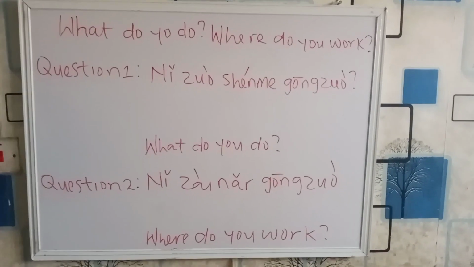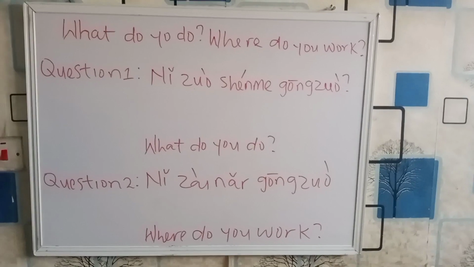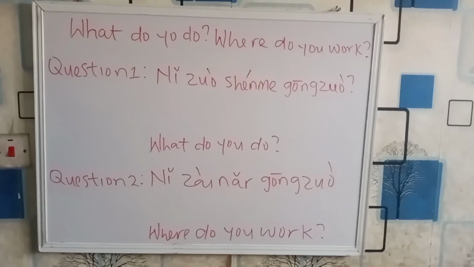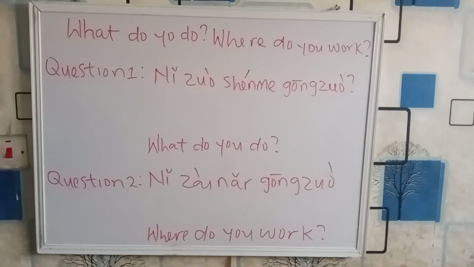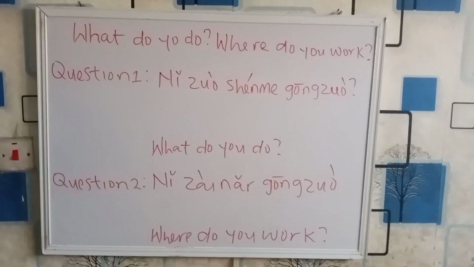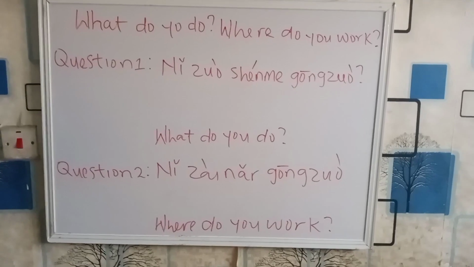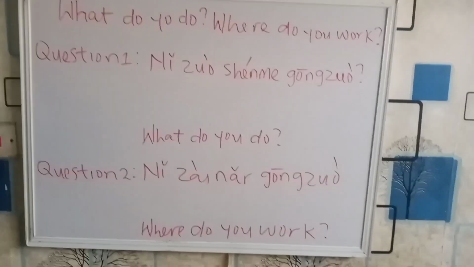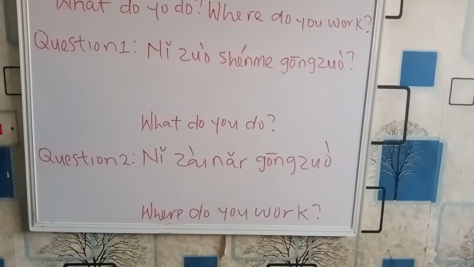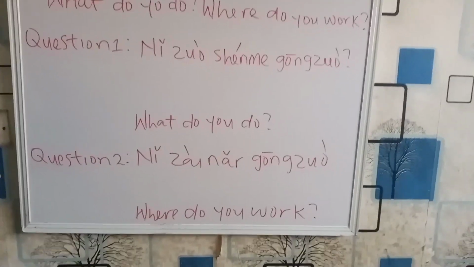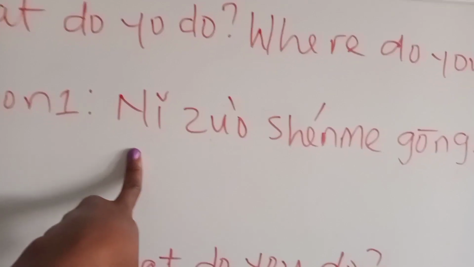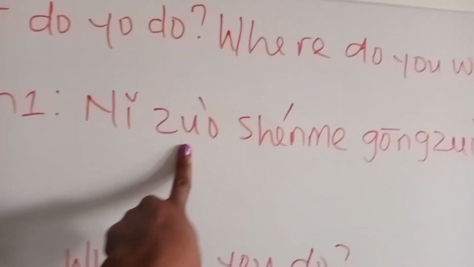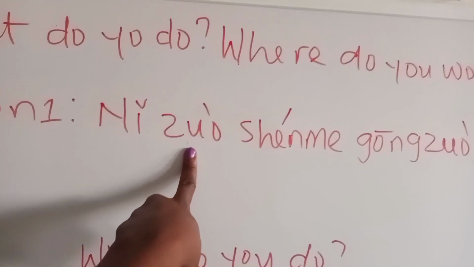I hope it is clear enough as I wrote with a red marker. These are ways of asking people what they do. In Chinese, 你做什么工作 and 你在哪儿工作. Question number 1 is, what do you do? Question number 2 is, where do you work? 你 is you, singular. 你们 is you, plural. 做 is to do. It's a verb.